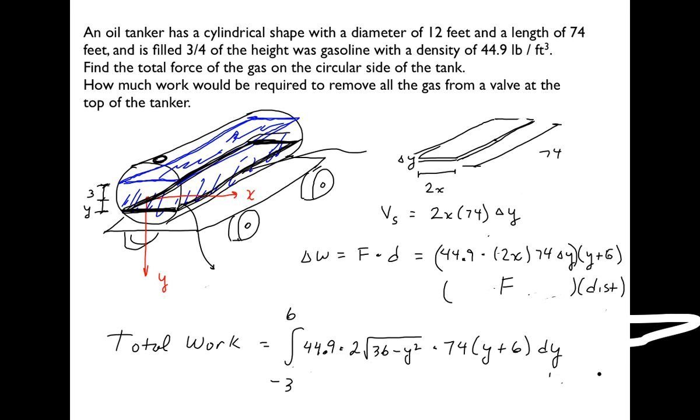You changed your frame of reference to the top of the liquid and did y plus 3 integral from 0 to 9. And that's still the same. You need a different circle, though. It changes the equation of your circle. Now your center of your circle would be 0, 3, so it's no longer x squared plus y squared equals 36. It'd be x squared plus quantity y minus 3 squared equals 36, instead of center 0, 0.